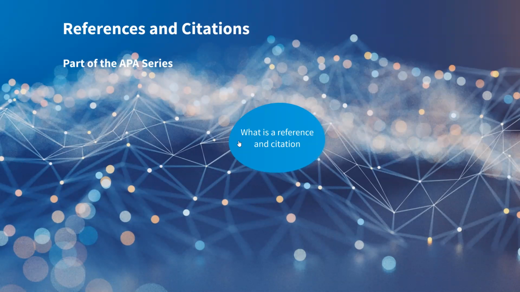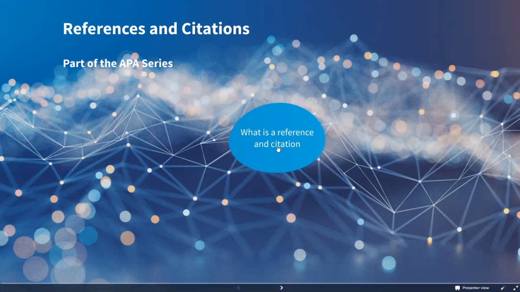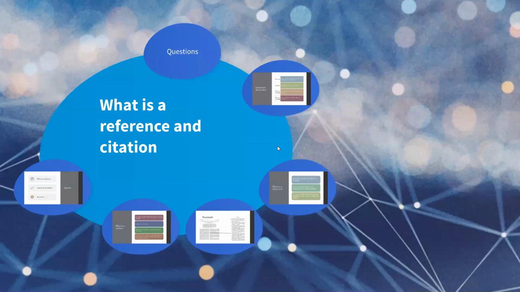Hello, everyone, and welcome to our conversation around references and citations. This is part of a larger discussion that deals with APA in general, but sometimes this fundamental concept is overlooked. So that's the purpose of this conversation, to make sure that it's pretty clear what a reference and a citation is. So without further ado, what is a reference and a citation?